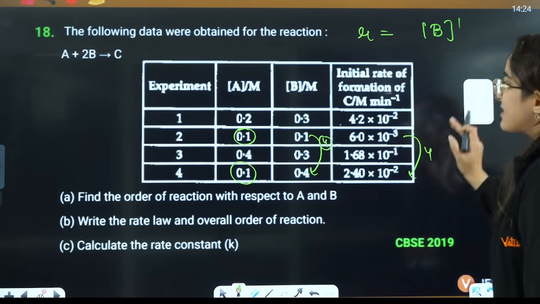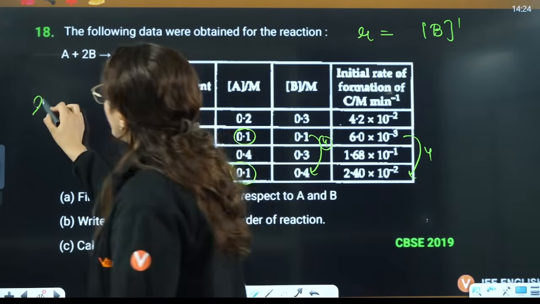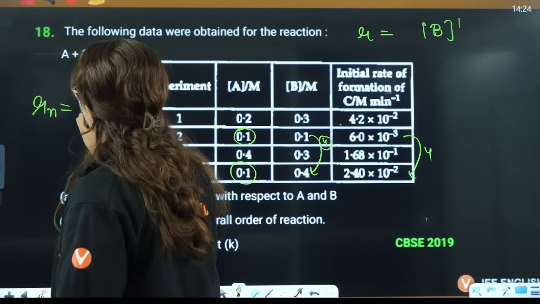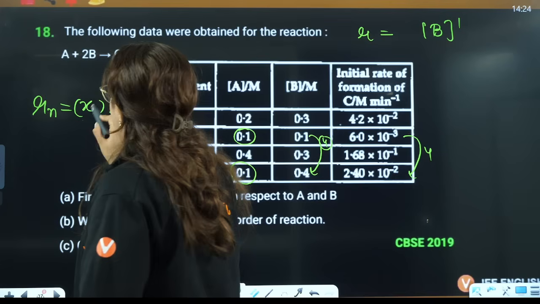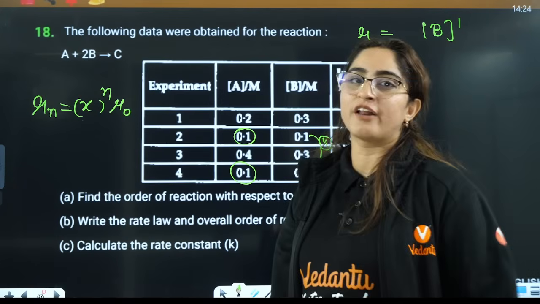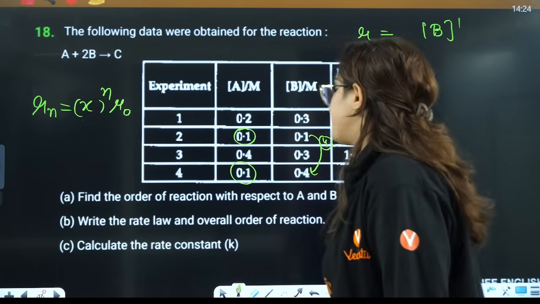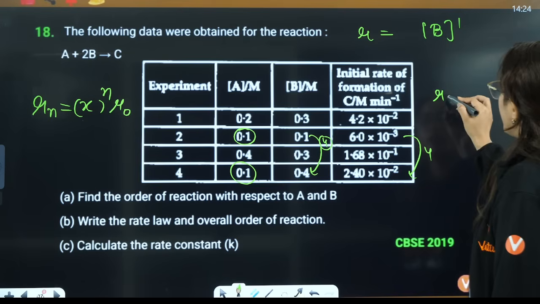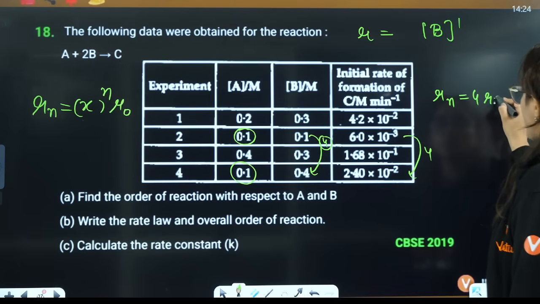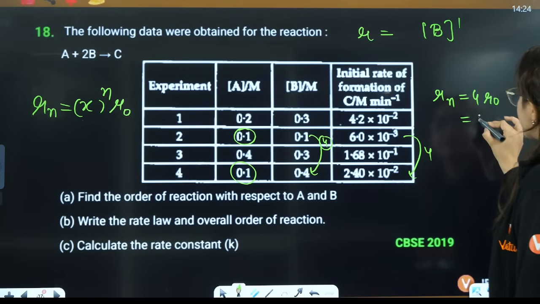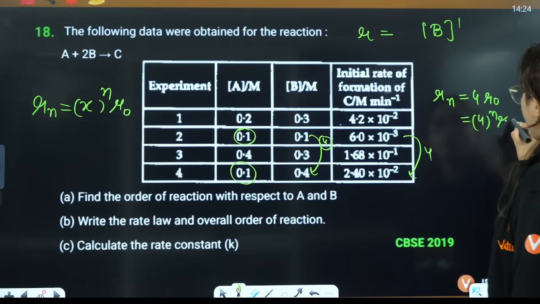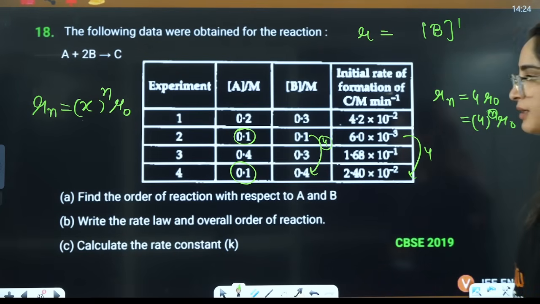So basically, this is the formula: new rate is equal to x raised to power n times the old rate. x is the number of times the concentration has increased and n is the order. So if new rate is equal to 4 times the old rate and the concentration is 4 raised to power n, then n must be equal to 1.